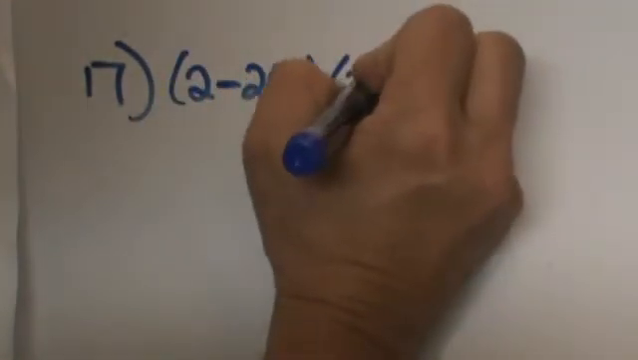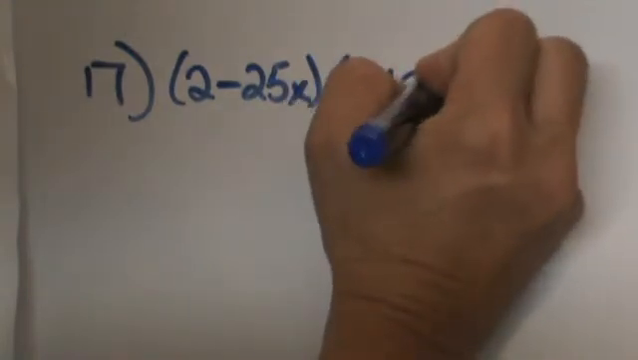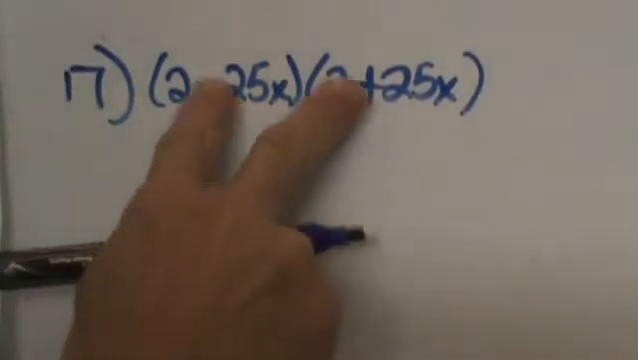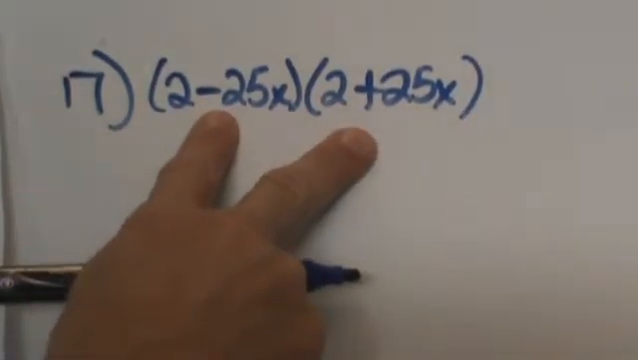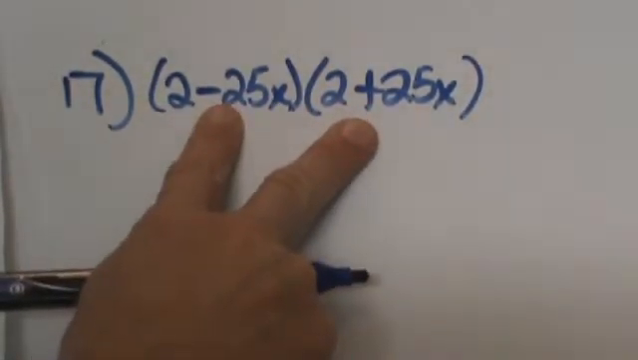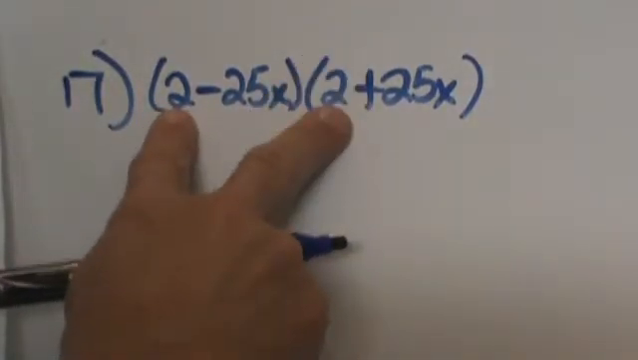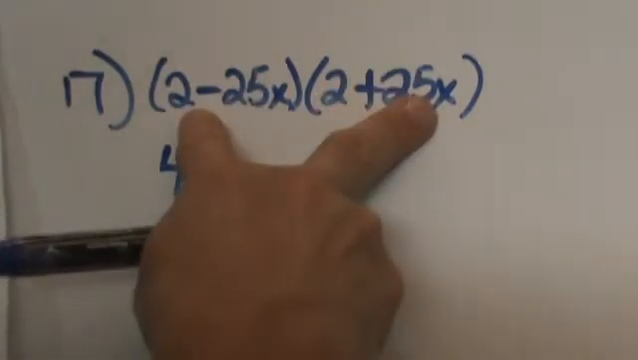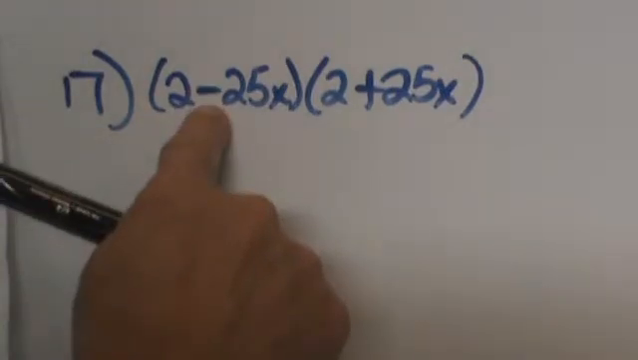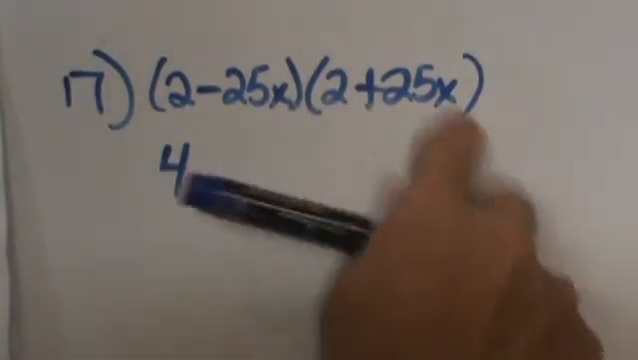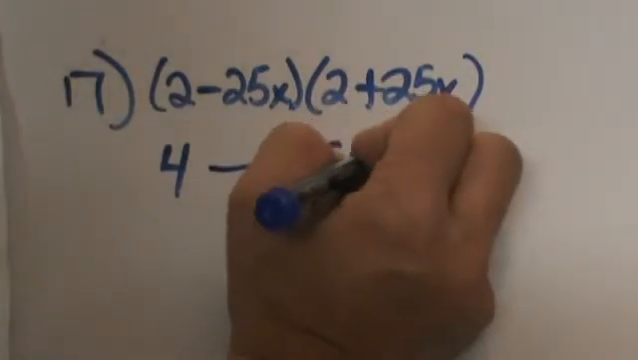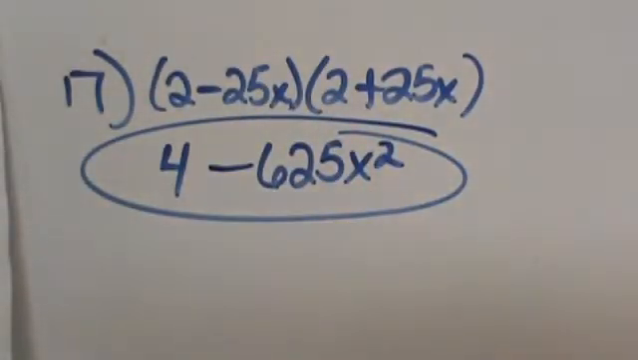Now this is a special product. Think about this one. Is the middle term going to disappear, or is the middle term going to double? This one, with the opposite signs, the middle term disappears. So let's do it the shortcut way. We know that we do first times first, or 4. Outer and the inner are both going to be positive 50x, negative 50x. So they're gone. And then we can do negative 25x times positive 25x, which is negative 625x squared. And there's our answer right there.